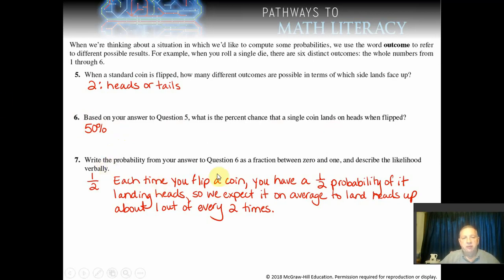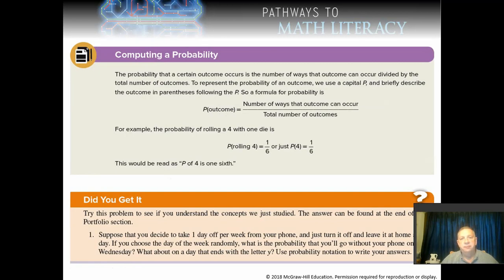So here's the 1/2, right? The probability as a fraction between 0 and 1, that's just the 1/2. Each time you flip a coin, you have a 1/2 probability of it landing heads. So we expect it on average to land heads up about 1 out of every 2 times. It could have a run of 3 times heads, 3 times tails, but after a long run, we're expecting about half of them to be heads, half of them to be tails.